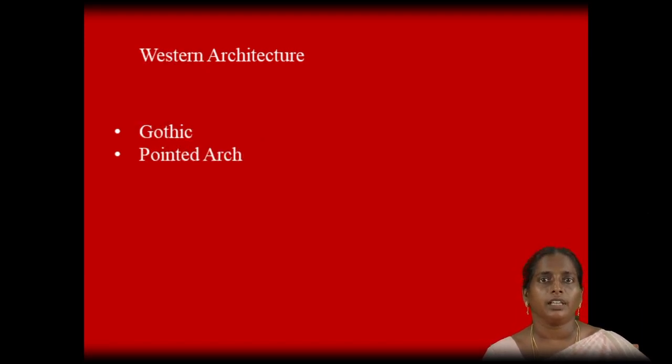And then coming to Western architecture, Western architecture is borrowed from Roman architecture, so it is called the Gothic style of architecture. The main feature of Western architecture is the pointed arch.